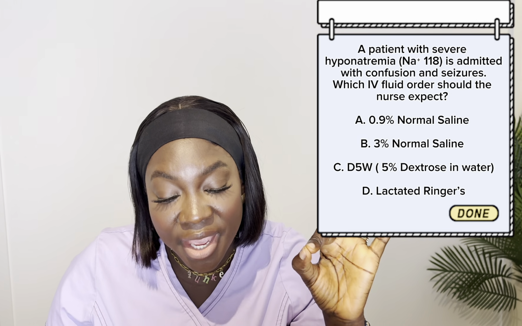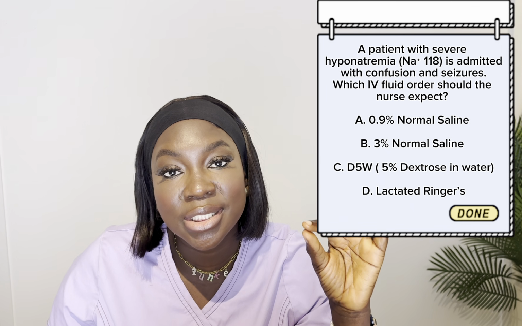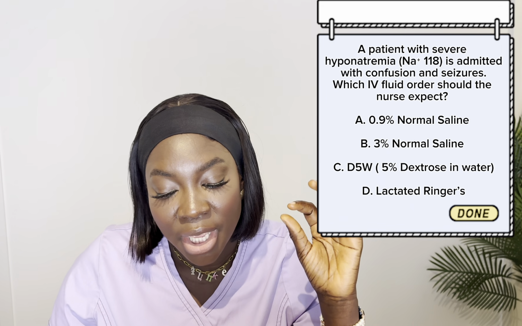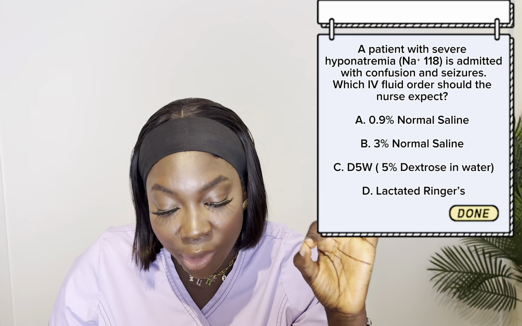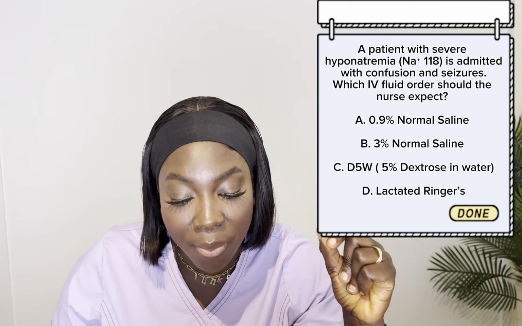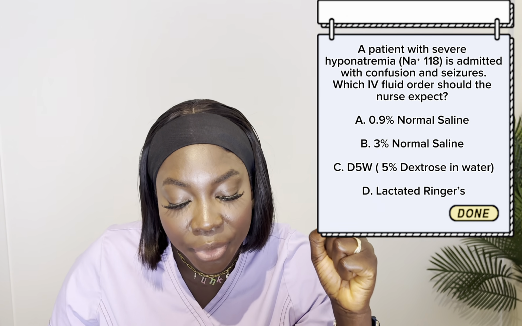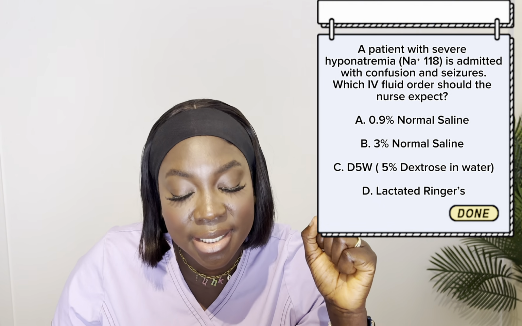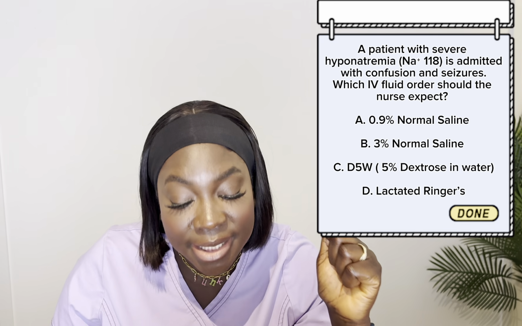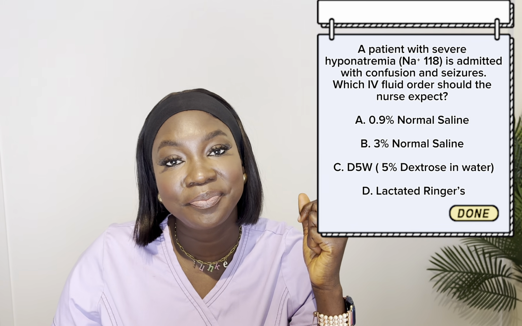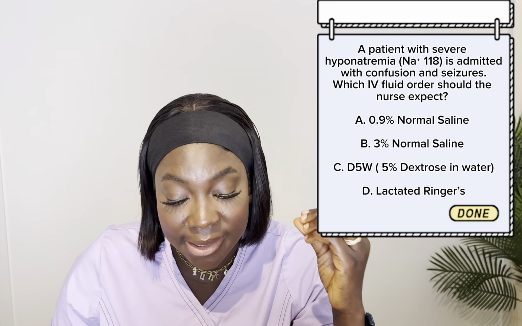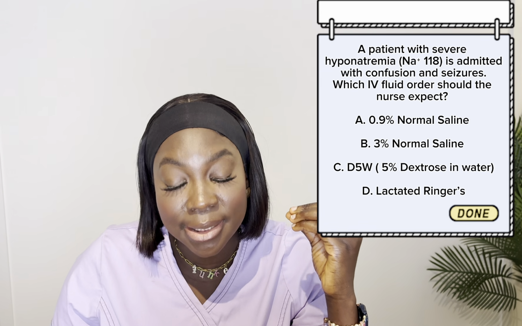The first question says, a patient with severe hyponatremia, which is 118, is admitted with confusion and seizure. Which IV fluid order should the nurse expect? A, 0.9% normal saline. B, 3% normal saline. C, D5W, and D, lactated Ringer's. And what is your answer? And guys, the right answer is B, 3% normal saline.